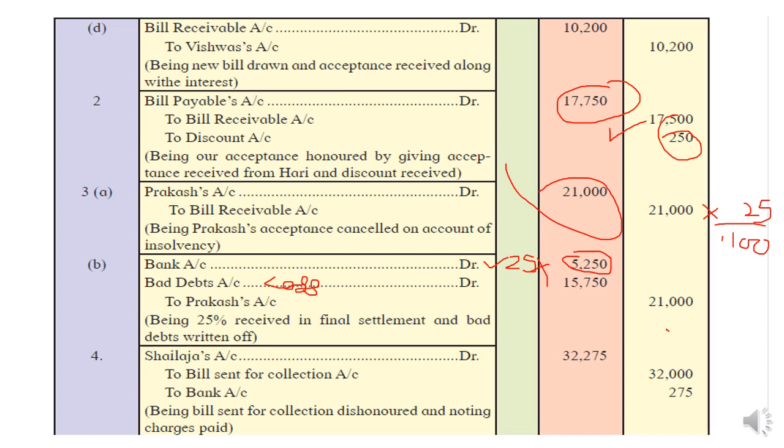And last, student, Shaileja is a drawee of Mayur, and Mayur has sent Shaileja's bill to the bank for collection, and on the due date Shaileja dishonored the bill. So in this case the drawee is Shaileja, so drawee account debit, to the one with whom the bill is, which is the bank. So to bank sent for collection, and noting charges are paid. So noting charges are separately written to bank account.